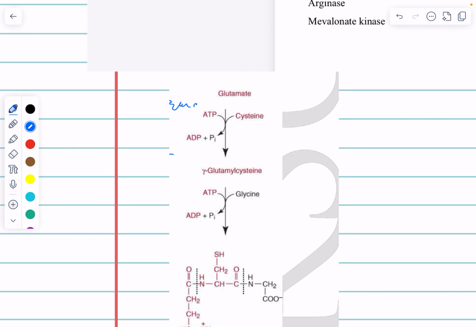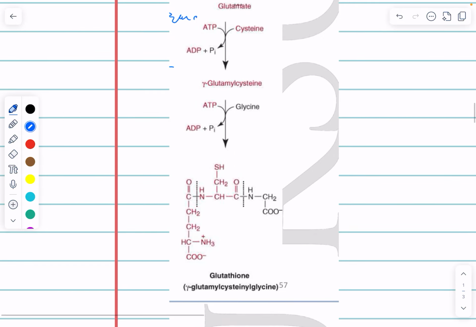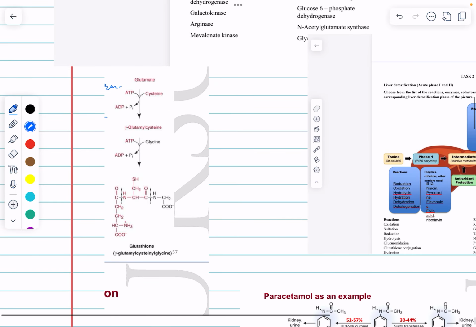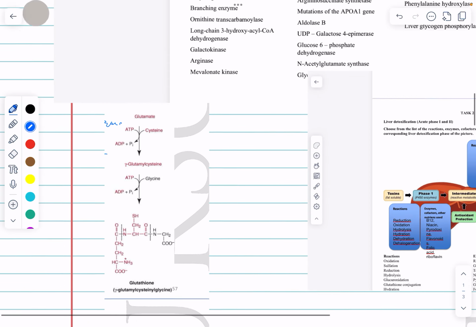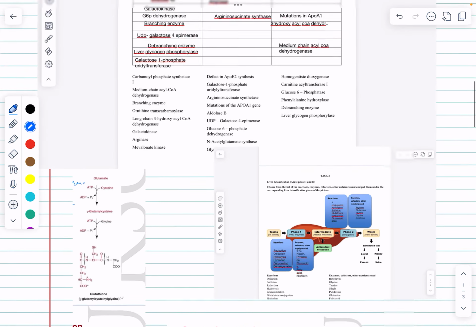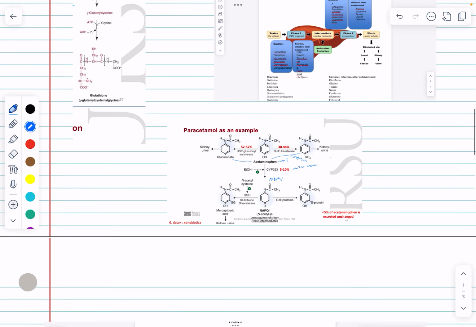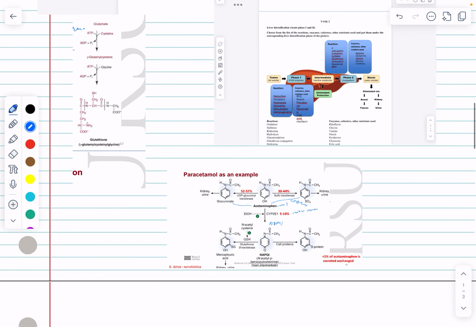So let's just take a quick example of glutamate. What does glutamate do? Glutamate with cysteine creates glutamyl cysteine, and glutamyl cysteine with glycine creates glutathione. And this glutathione molecule right now, what could it do in general?